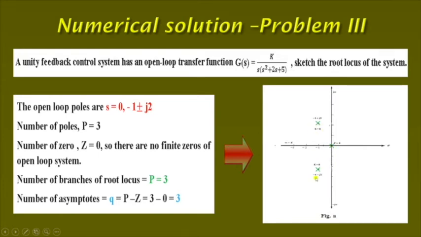When k equal to 0, then the root locus starts. So that's why we can write k equal to 0 at each pole. So the root locus starts from open loop poles and finishes at the open loop zeros. That means infinity, because there is no finite zero.